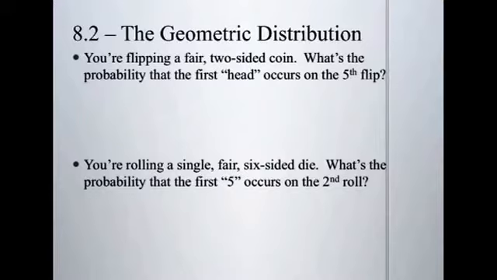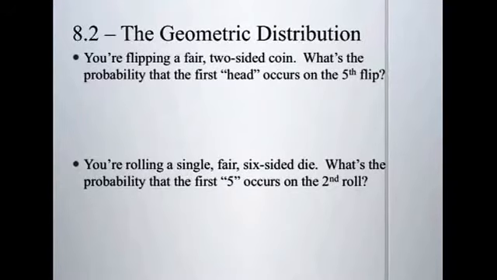So we're flipping a fair 2-sided coin. What is the probability that the first head occurs on the 5th flip? Well, first I have to figure out what the probability is. And for a coin, I have 2 options. It's either heads or tails. So the probability of getting heads, my success, is 0.5. Well, what's the probability of failure? What's 1 minus p? 1 minus 0.5 is 0.5.